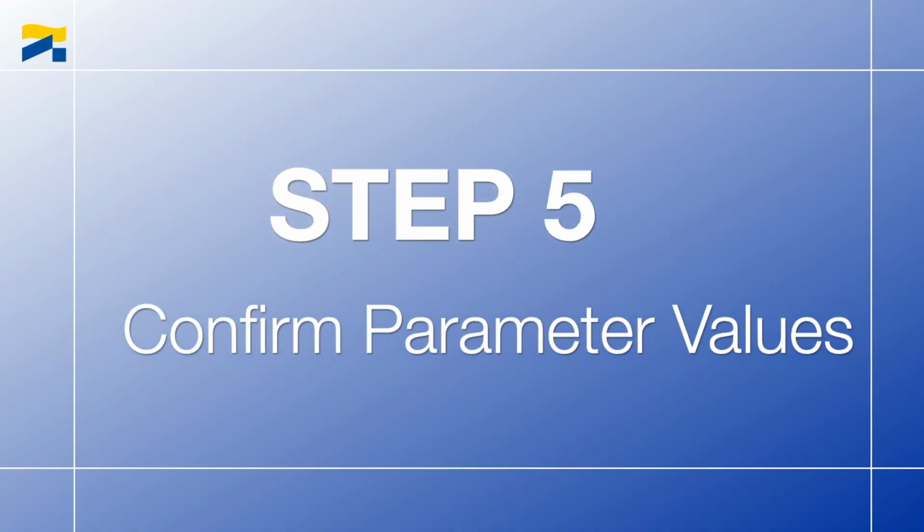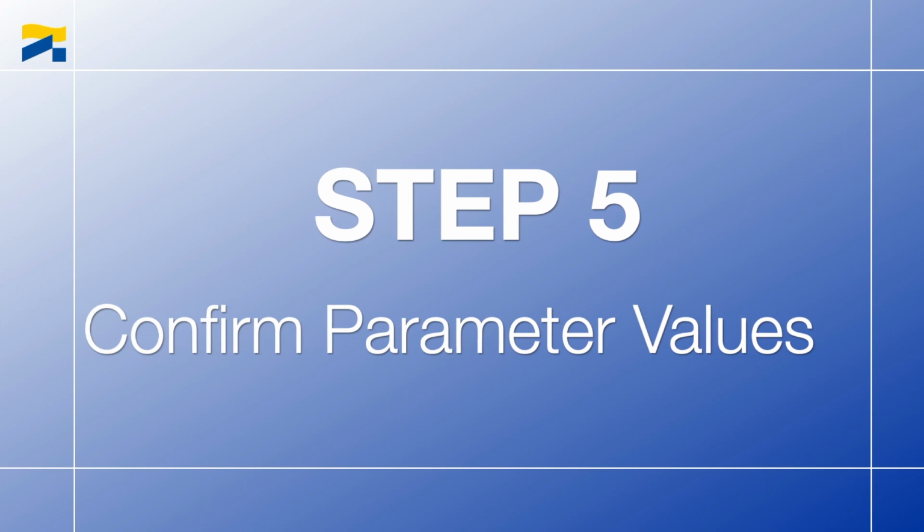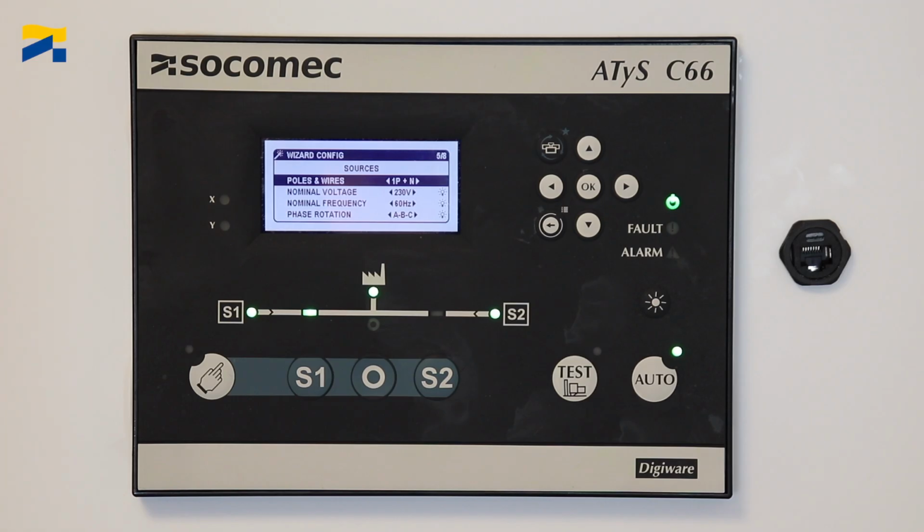Step 5. If you selected Smart Config in Step 3, then the parameters shown in this step are what the controller detected. You will need to confirm the parameter values. If you selected Manual Configuration in the 3rd step, then you will need to enter the values for each parameter on screen. For our demo here, the Smart Config detected 1 pole plus neutral for the poles and wires, 230 for the nominal voltage, 60 Hz for the nominal frequency, and the phase rotation is ABC. All of this you can see shown on screen here.